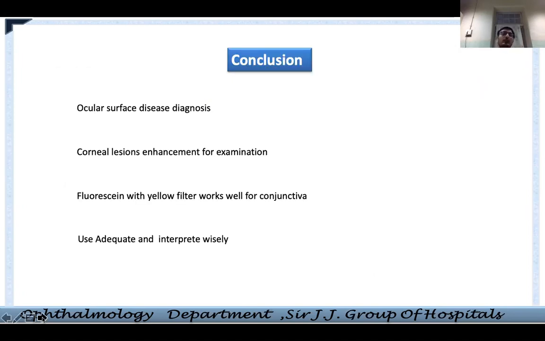So to conclude, the stains are very important for your ocular surface diagnosis, and you might miss the important findings without staining.